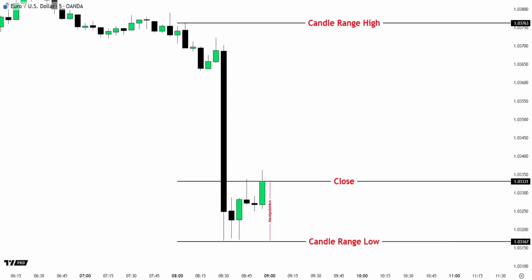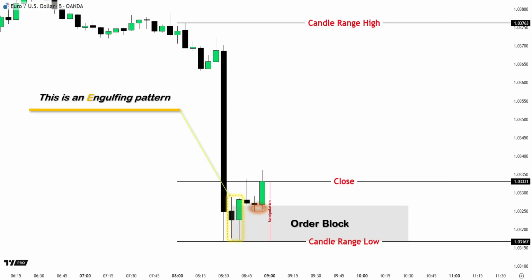Right here, on the lower time frame, we can clearly see an engulfing pattern. And just below it, a clean order block that the market already tapped into. That's all the confirmation I need. This tells me that smart money has already made its move. The footprints are there. All we have to do is follow them.